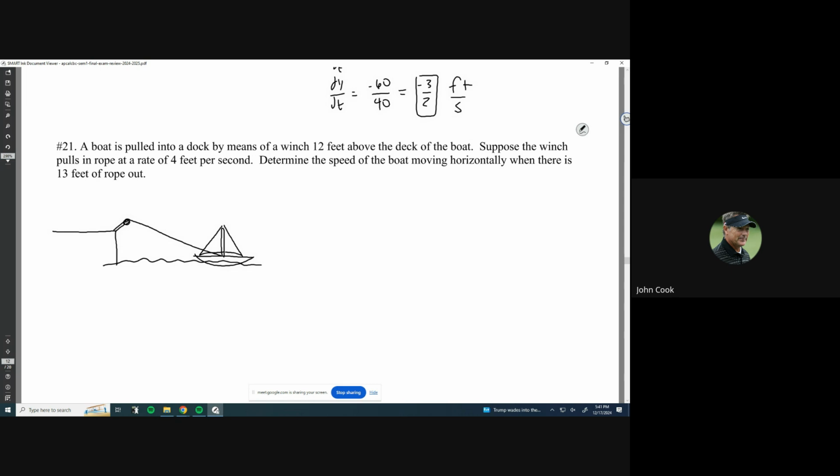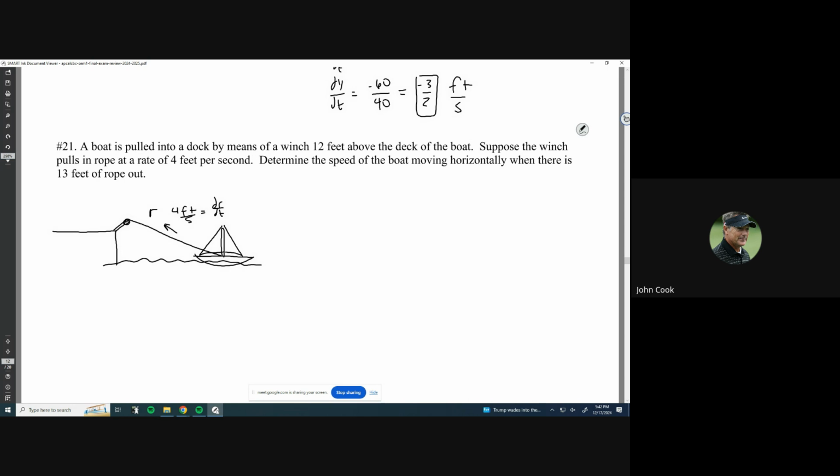Suppose the winch pulls the rope in at 4 feet per second, so it's going this way, 4 feet per second. Determine the speed of the boat moving horizontally when there are 13 feet of rope left out. So we'll call this variable r, the length of the rope, and this is going to be dr/dt.